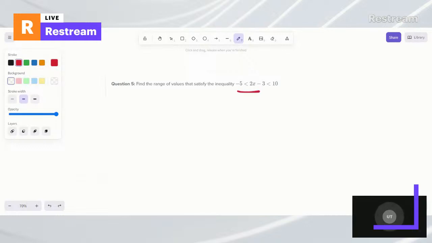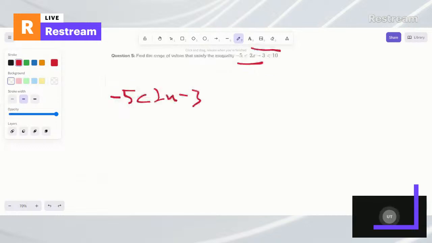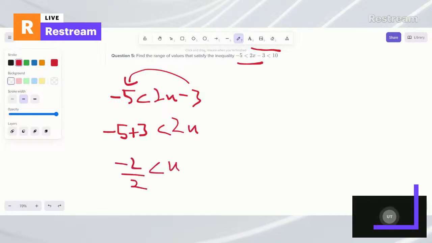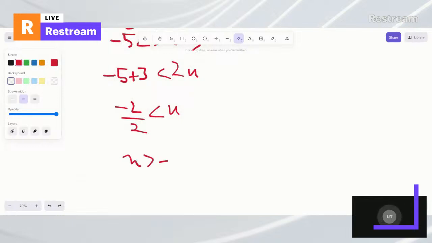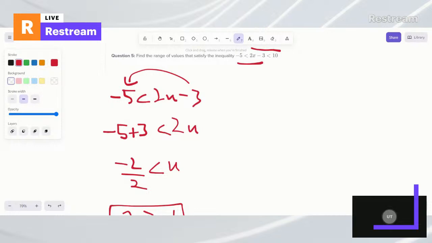What we're going to do is take the first two parts and solve them, and then we're going to do the other two parts. So negative 5 is less than 2x minus 3. We're going to move the negative 3 to the other side. It's going to become positive 3, and is less than 2x. So the value of x would be negative 2 divided by 2 is less than x, so x is greater than negative 1. Do you understand this, right?